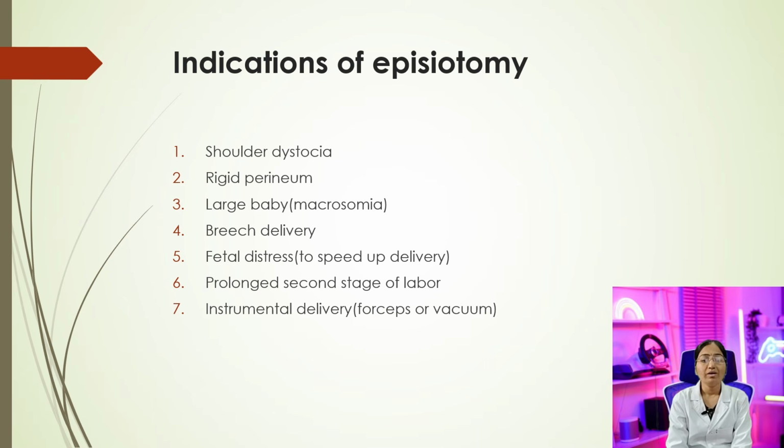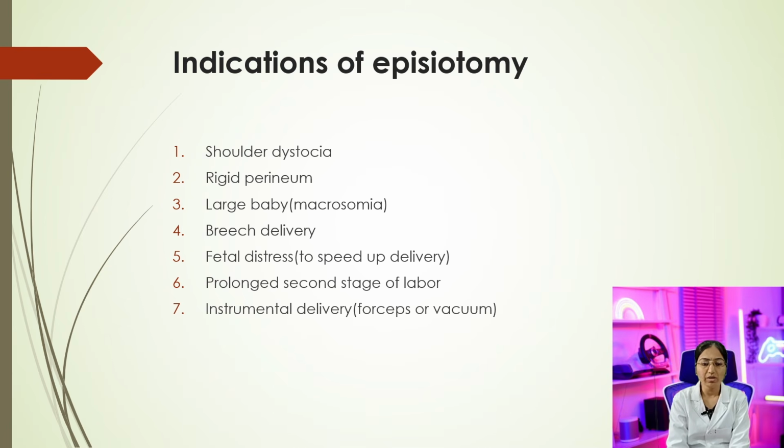Next, we'll see the indications, when to give episiotomy. First one is shoulder dystocia. Here, shoulder dystocia is nothing but a baby's anterior shoulder gets stuck behind the mother's pubic bone, preventing the birth of a baby. That's what shoulder dystocia is. First indication is shoulder dystocia.